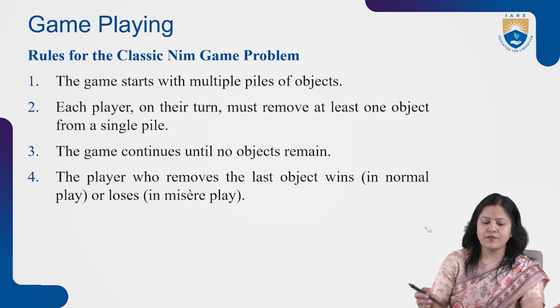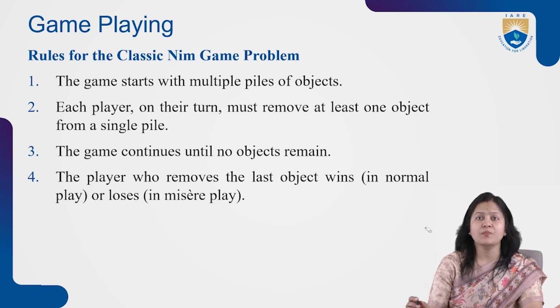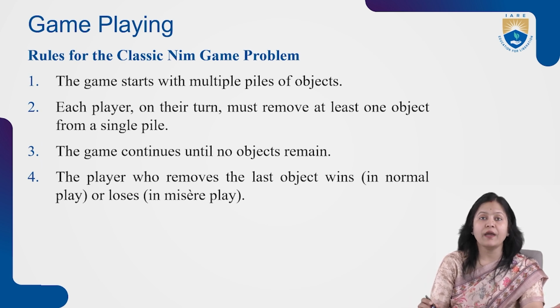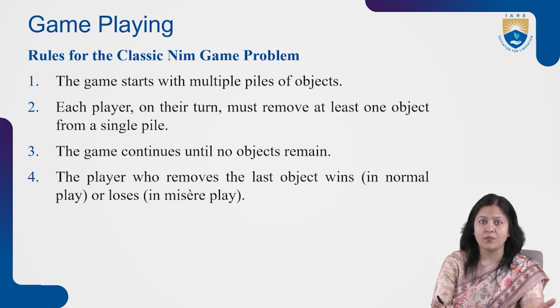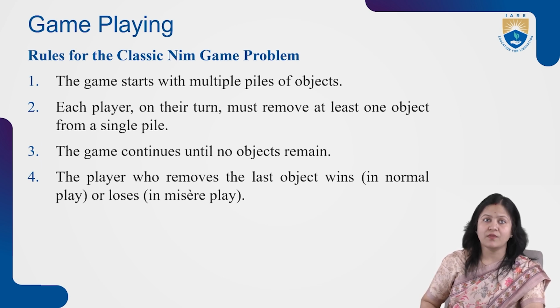So here the first step is that the game starts with multiple piles of objects. Each player on their turn must remove at least one object from a single pile. The game continues until no objects remain. And the player who removes the last object will be considered either winner or loser. The person is considered the winner if it is a normal Nim game, and considered the loser if it is a misère Nim game. So there are two versions of Nim game.